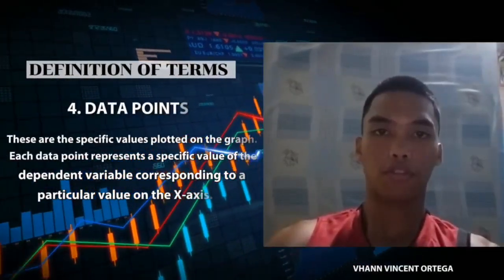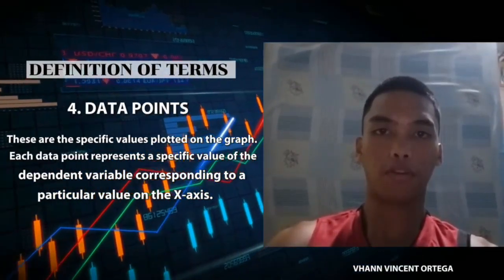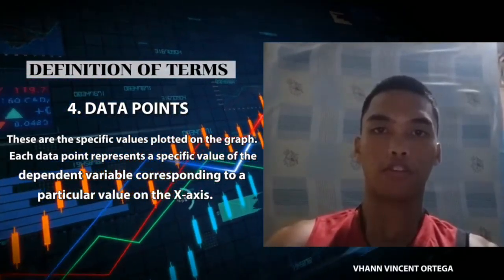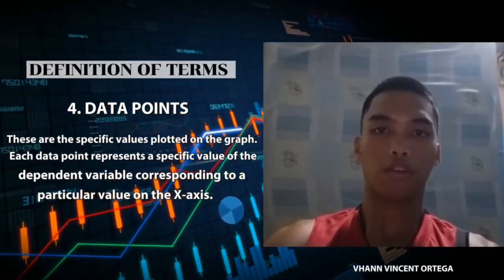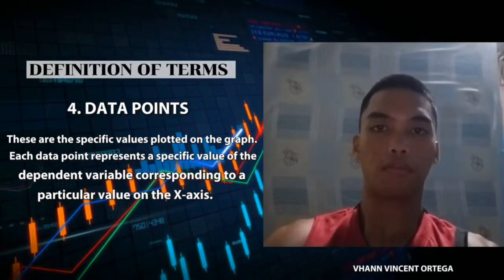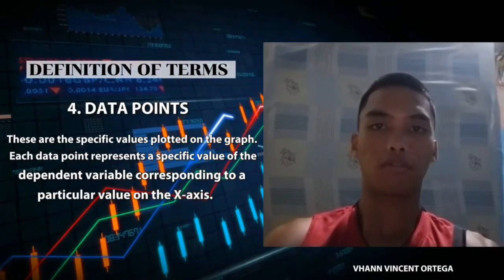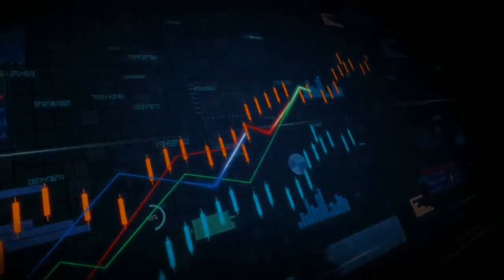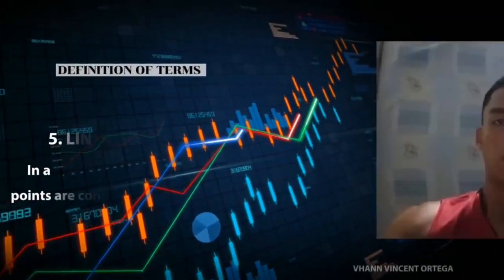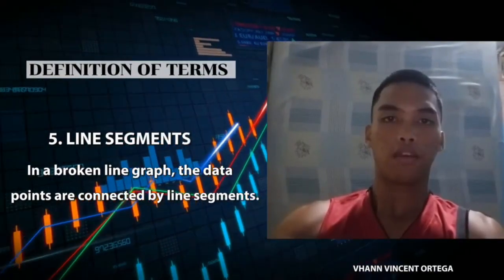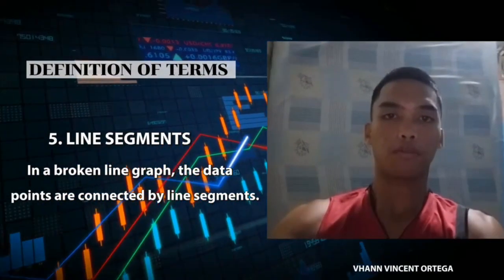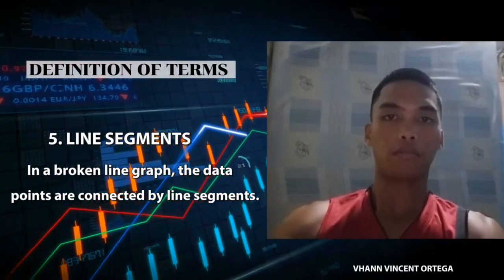Data points. They are the specific values plotted on the graph. Each data point represents a specific value of the dependent variable corresponding to a particular value on the x-axis. Line segments. In a broken line graph, the data points are connected by line segments.